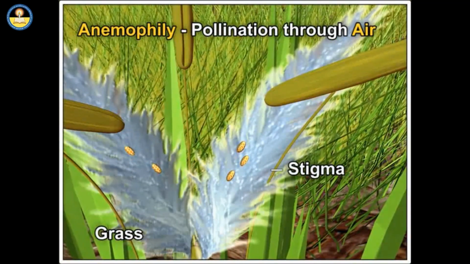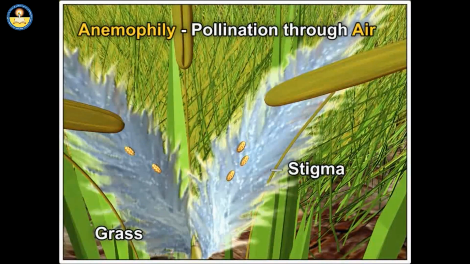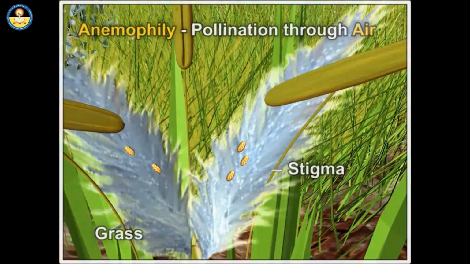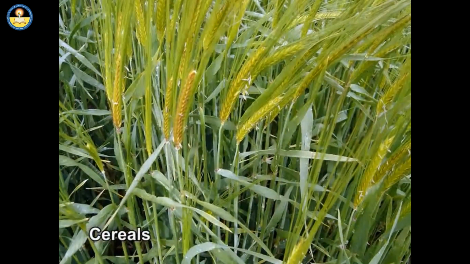The stigmas are large, feathery and well exposed to catch the pollen grains. Example: cereals.